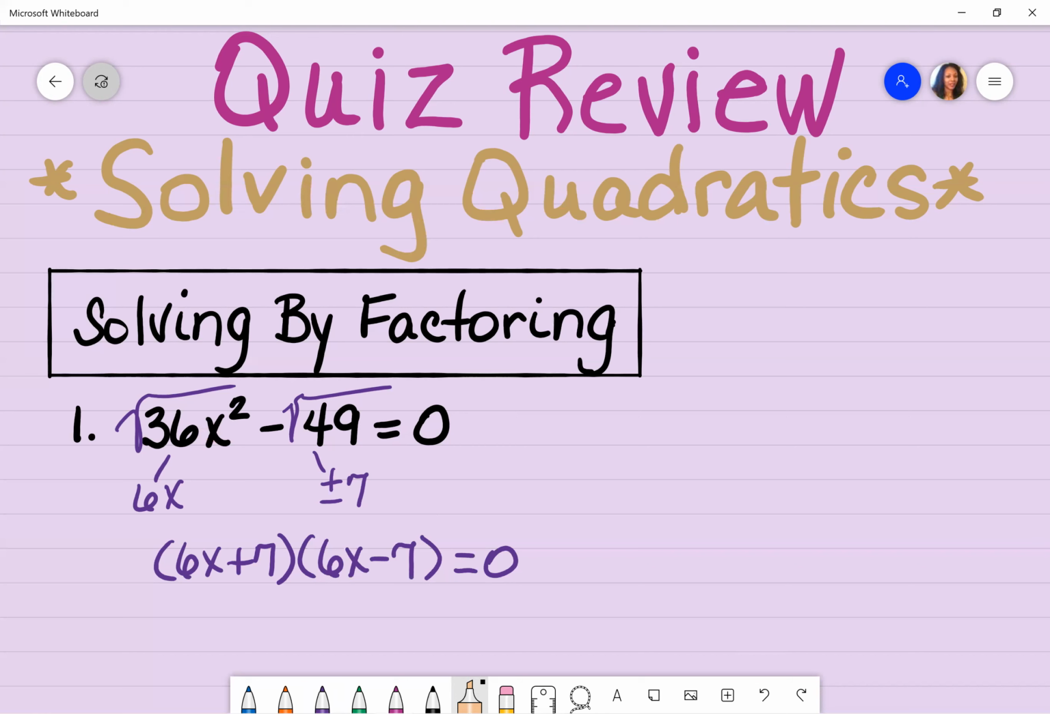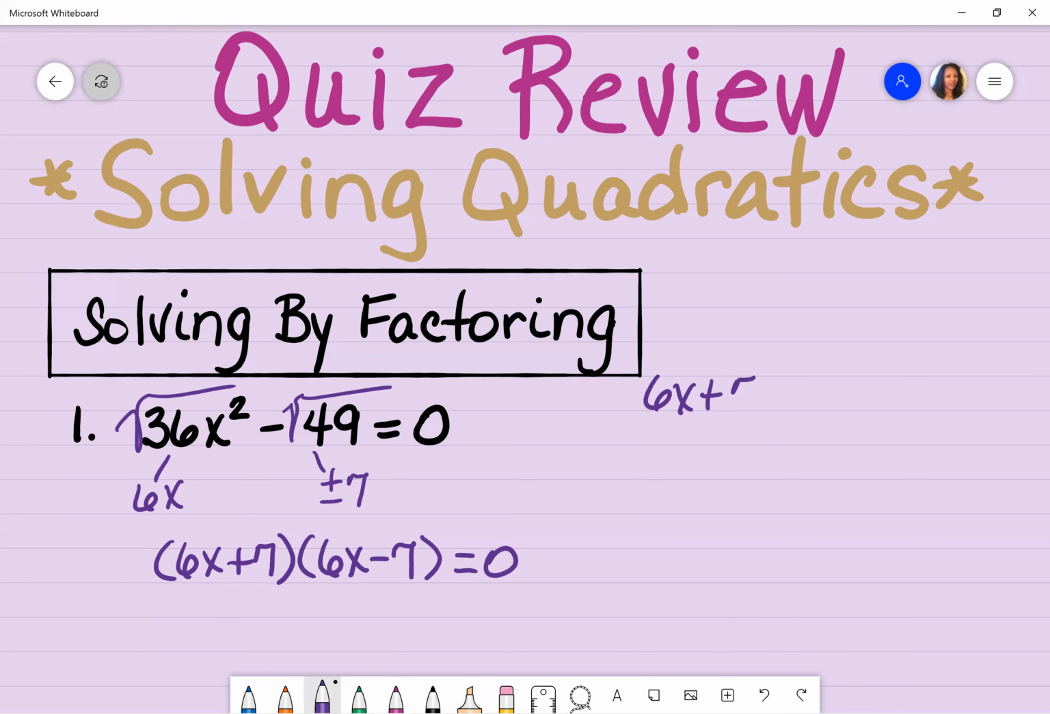And let's see if we even have the right factors. If I were to double check my work, 6 times 6 is 36. X times x is x squared. Check. And if I did the same for my last term, 7 times negative 7 is negative 49. So I know that I have the correct factors. Now I just have to finish the problem.